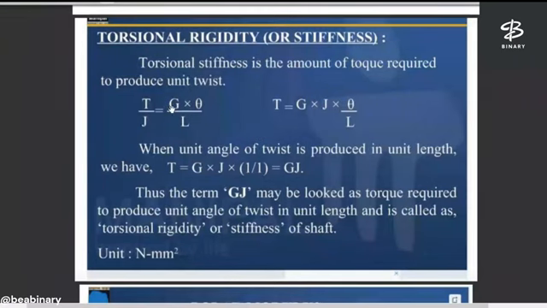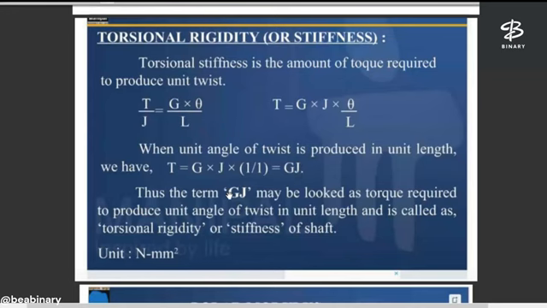So, unit twist आपको अगर develop करना है, तो when unit angle of twist is produced in unit length, we have T is equals to G into J into 1/1, क्योंकि क्या होगा, थीटा जितना होगा उतना ही L होगा, तो ऑटोमेटिकली कैंसिल होके 1/1 ही आएगा यहाँ पर. So this torsional stiffness will be equals to G into J. G is the modulus of rigidity multiplied by the polar moment of inertia.